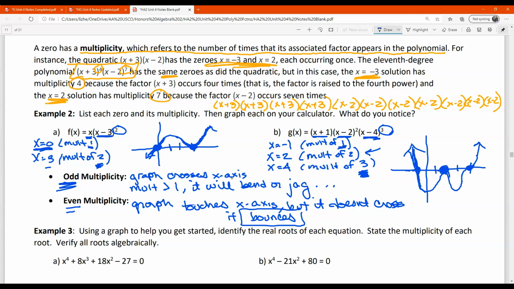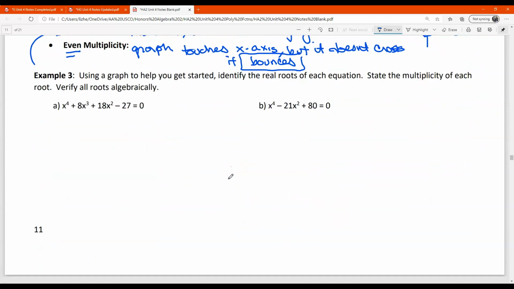And there you go. You need to know that, because you are going to be able to graph these polynomials based on the multiplicity. All right, example 3. Using a graph to help you get started, identify the real roots of each equation, state the multiplicity of each root, verify all roots algebraically.